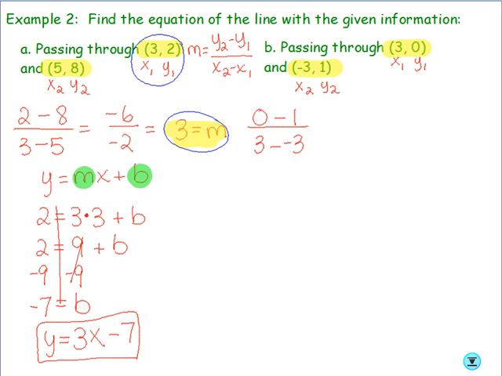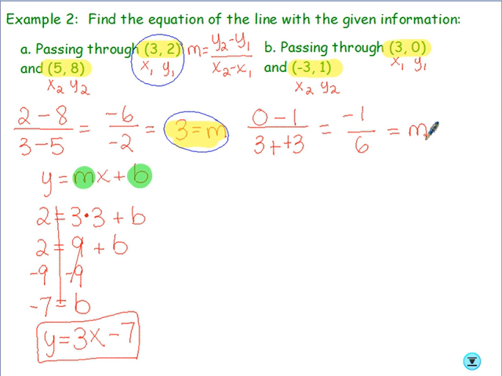So, number crunching. 0 minus 1 is negative 1. The double negative becomes a positive, and 3 plus 3 is 6. Now, if you try and type that in the calculator, negative 1 divided by 6, you will get a decimal. If you hit math, enter, enter, it'll give you back the exact same answer. Negative 1/6 is reduced. That is your M.